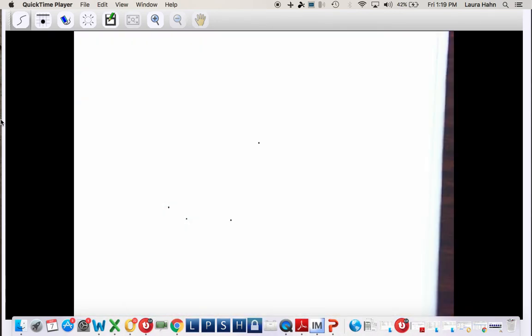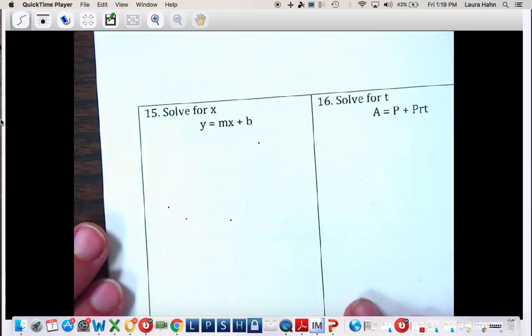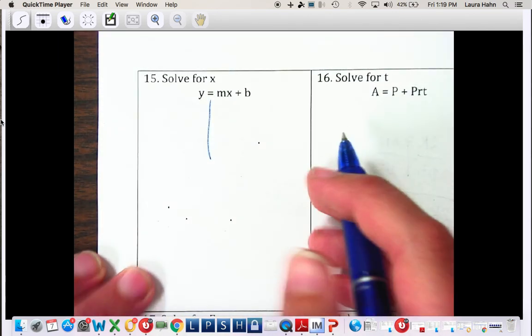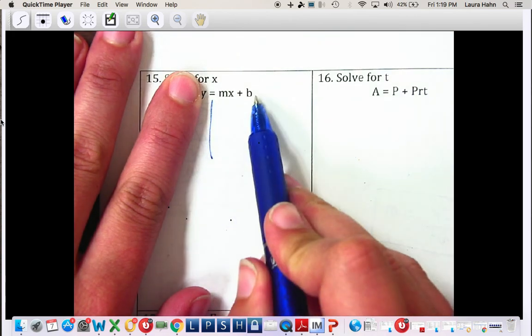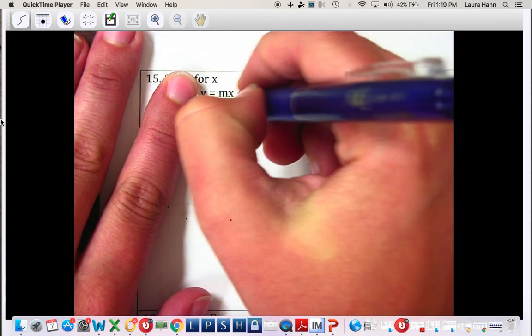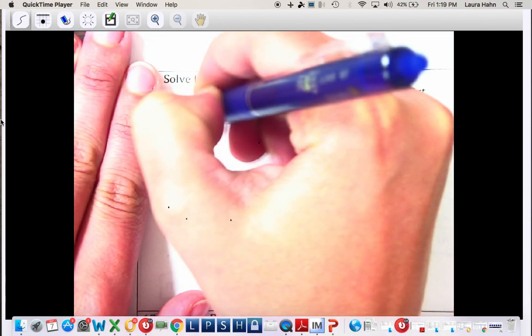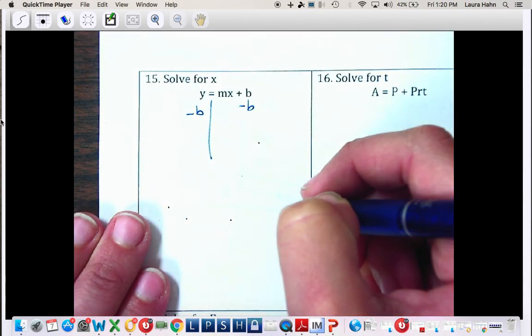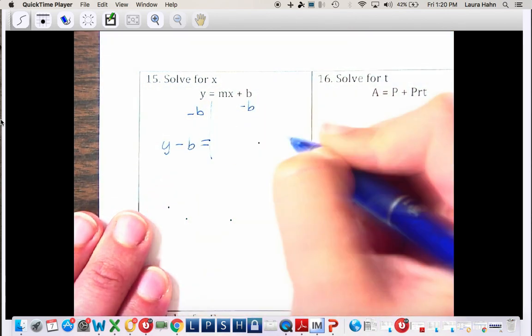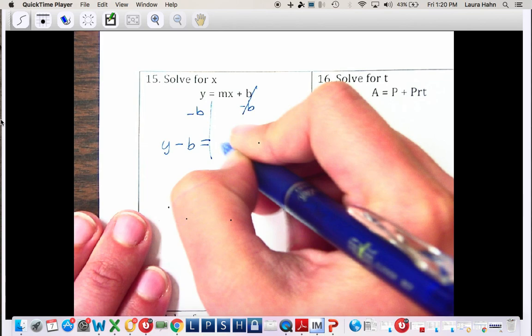All right, almost there. Okay, we're going to solve for x. So if I want x by itself, I need to get rid of the m and the b. So we're going to get rid of this plus b all by itself first. So the opposite of a plus b is a minus b. Do it to both sides. So y minus b, I'm going to write long ways. On the other side, b's cancel, so mx falls down.